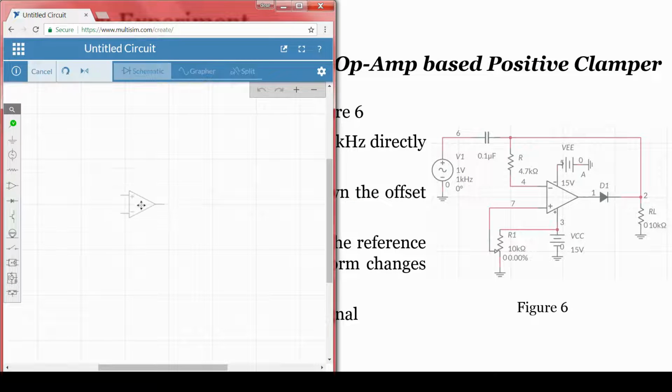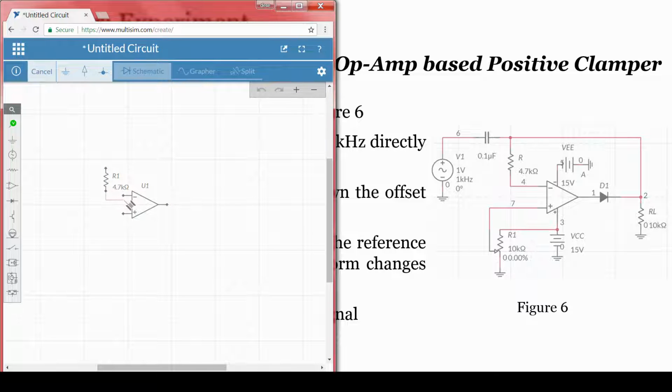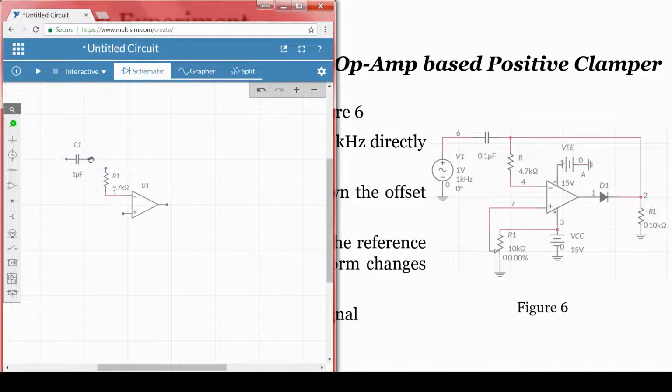I will take an op amp first. This is an op amp that we will be using. Let me flip it. I will take a capacitor of 0.1 microfarad and a resistor of 4.7 kilo. This is the resistor I am using, so I am changing it to 4.7 kilo. One terminal will be connected to the negative, and the capacitor I will be taking has a value of 0.1 microfarad.